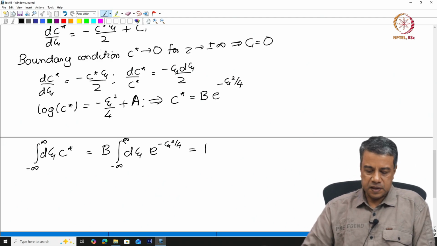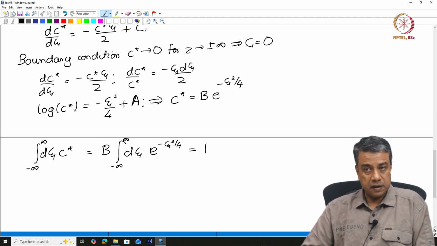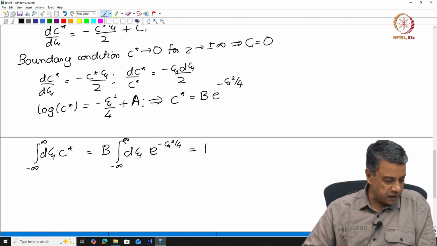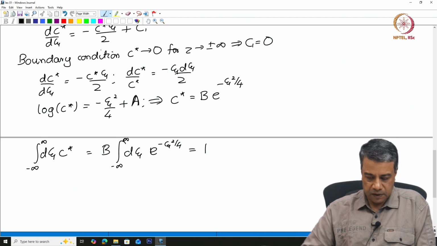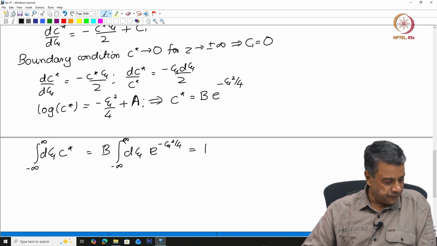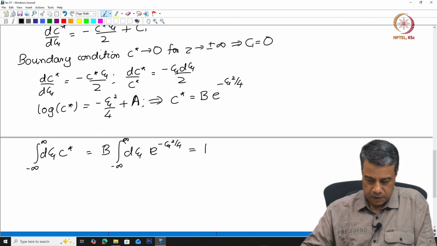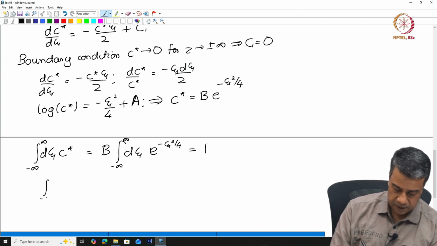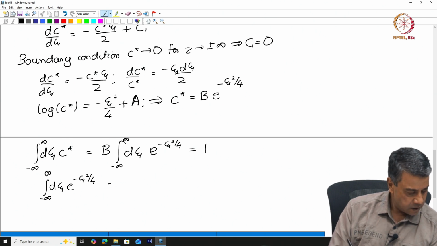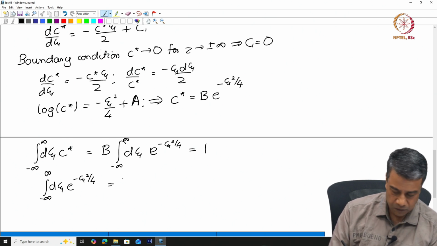Now, this cannot be integrated analytically. However, the definite integral exists between minus infinity and infinity. And the definite integral, integral minus infinity to infinity d psi e power minus psi square by 4, turns out to be equal to 2 root pi.